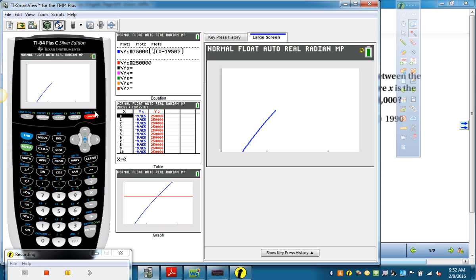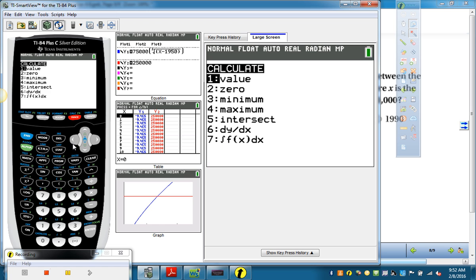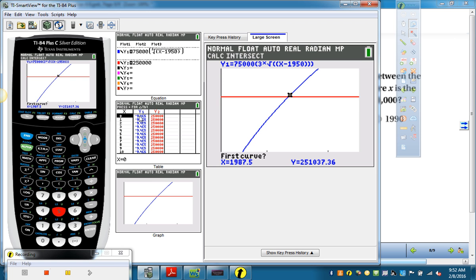Yep, Mackenzie, what is it? Second calc, number 5, intersect. On this one, all you do is use the left and right buttons to put your cursor right on the intersection. It asks, is this the first curve? And it's showing our Y1, and we say yes, so we hit enter. And is the red line our second curve? We say yes, so we hit enter. And then it's saying, shall I guess? And you say yes.